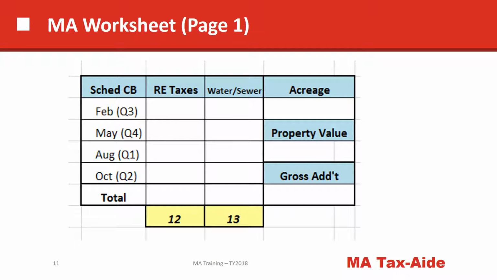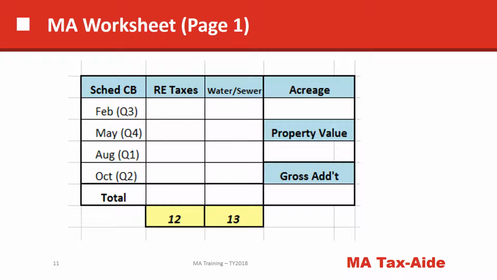Do note that for most towns, the calendar year and the fiscal year are different. So usually Q1 and Q2 of the fiscal year are in August and October, and then Q3 and Q4 are February and May. That's because the towns generally go from a July 1st to a June 30th fiscal year. So we look at the taxpayers.